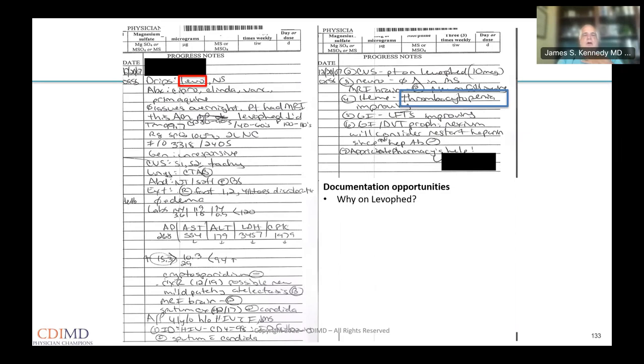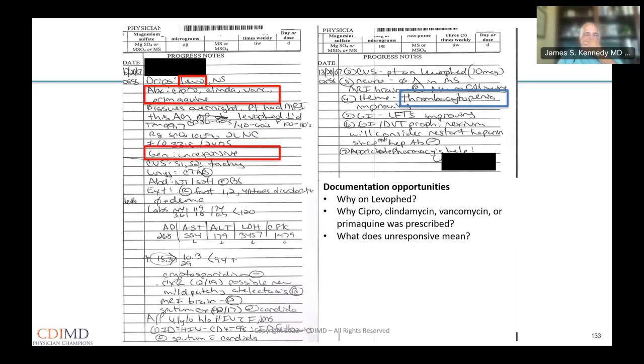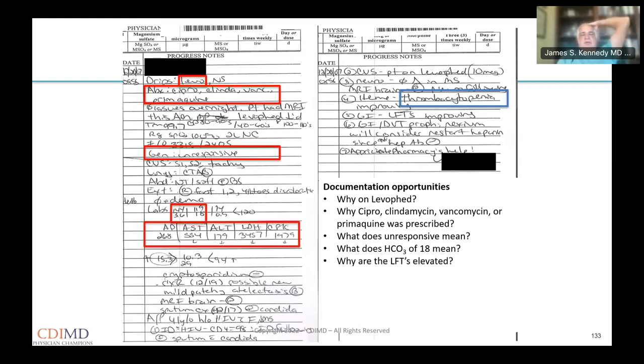So why is the patient on Levophed? Why are we using Cipro, clindamycin, vancomycin, or primaquine? We can't code unresponsive. Is the patient unconscious or comatose? Does the patient have an acidosis manifested by the bicarb of 18? The liver function studies are elevated. I would say with the metabolic acidosis, the need for Levophed, the patient's probably in shock. I would say the patient's probably in septic shock.